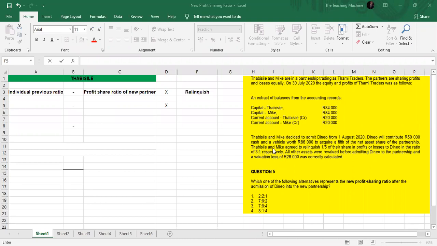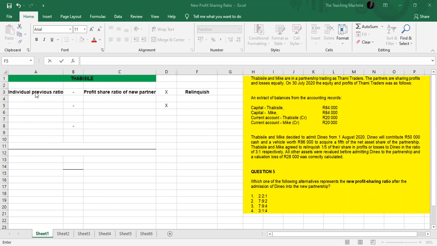It says Tabisile and Mike agreed to relinquish 1/5 of their share in profits and losses to the new partner in the ratio of 3:1. All right, so this is the formula that I would like you to use. Let's start off with Tabisile.